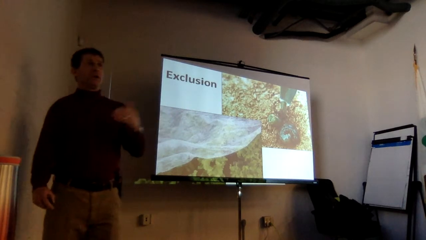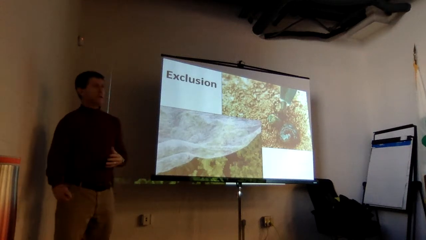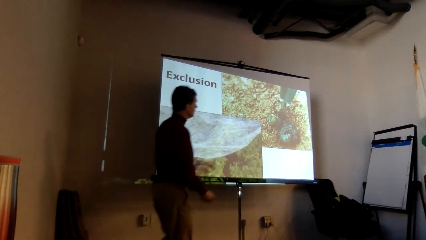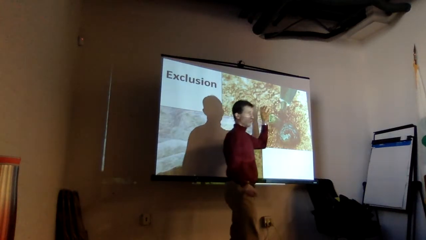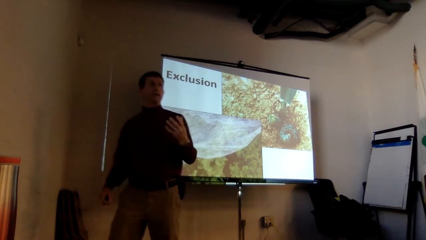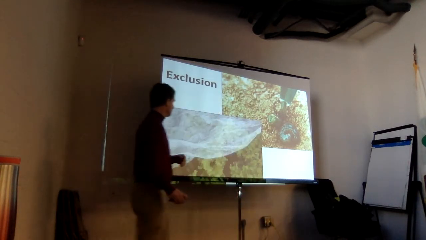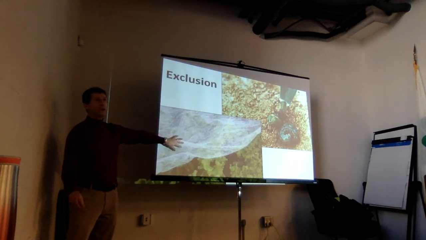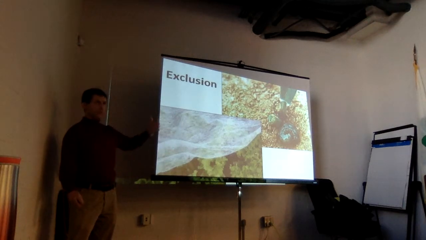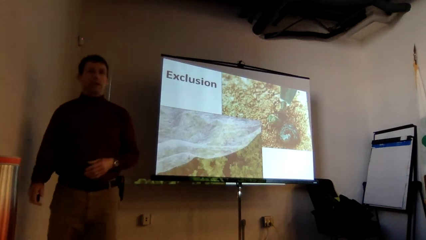Exclusion. Is there some measure I can take to exclude the pest from the site? In the case of the cutworms, we can put a little collar around the base of the plant, which prevents that little caterpillar from cutting through there. Maybe we can use row covers over the crop at strategic points in the growing season when that particular insect pest is active to keep them off the plant. So that may be an option in some cases.